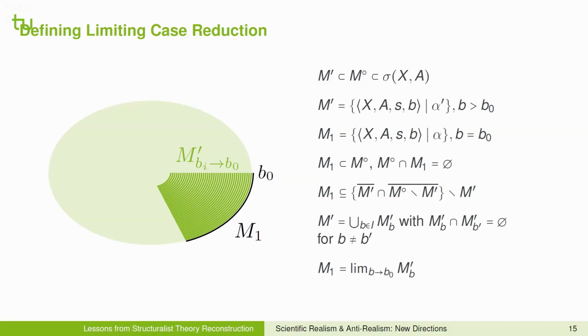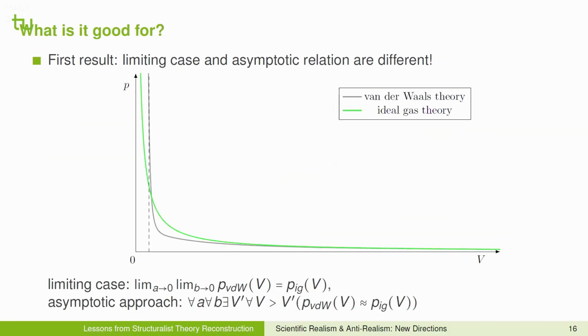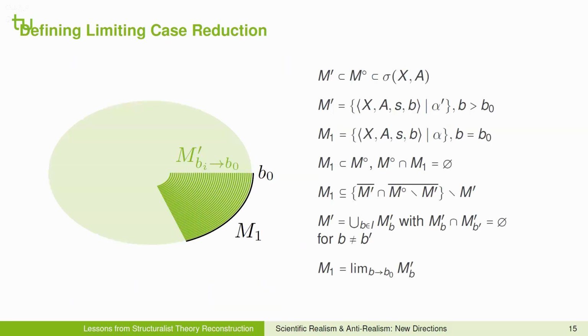But then you have M0. M0 with M1 has no intersection. No, oh sorry, that's wrong. This should be M prime. Yes, it must be M prime, sorry. Otherwise it can't be. And the first one was what? The first one, M1, is a set of models of the limiting case theory.